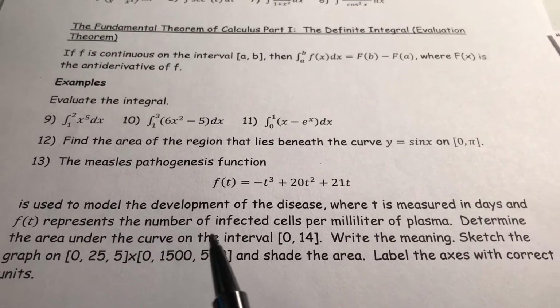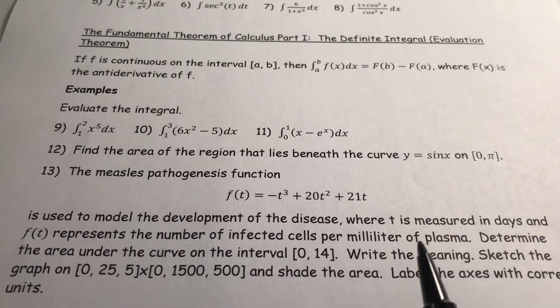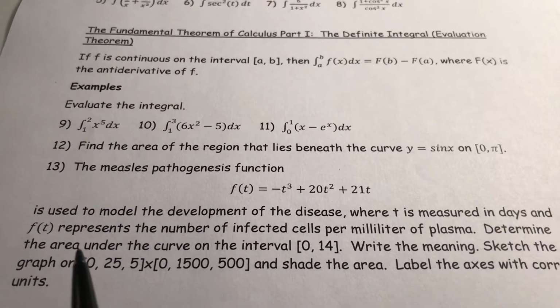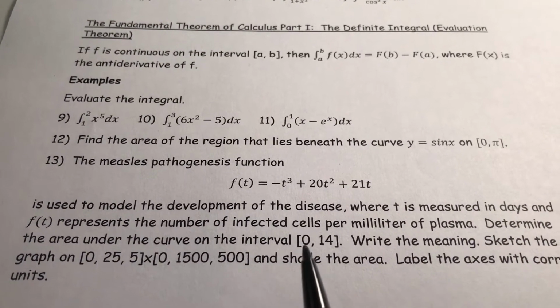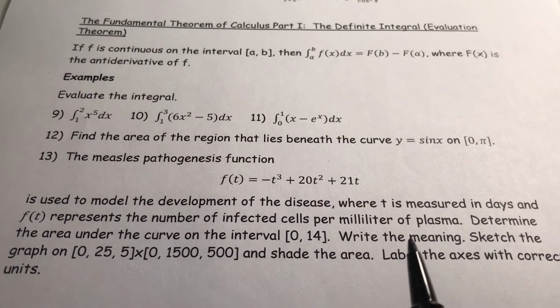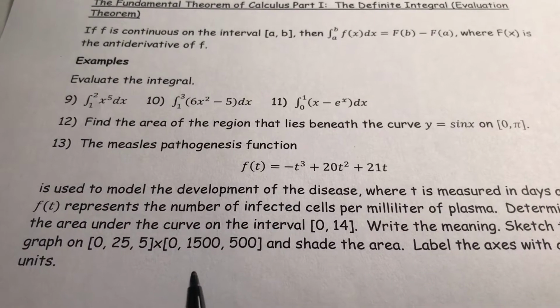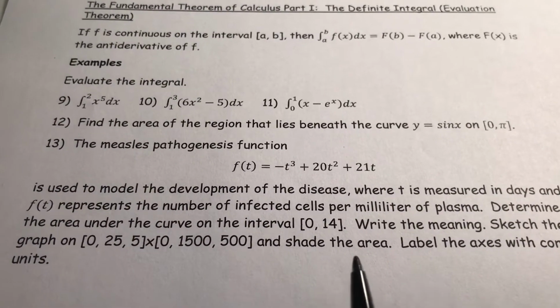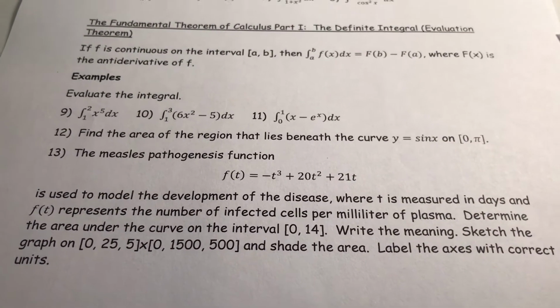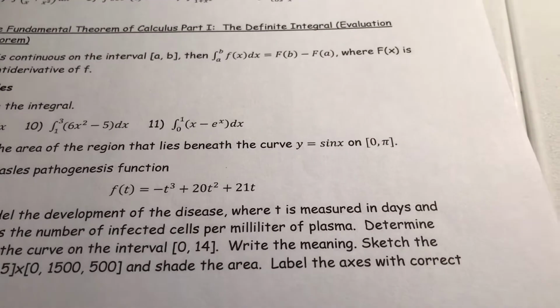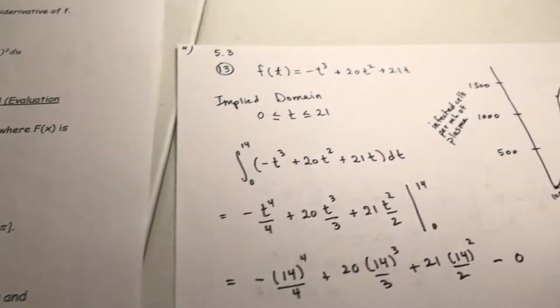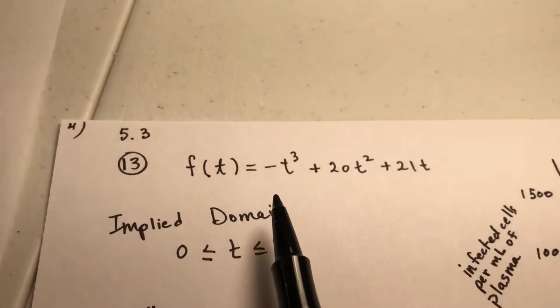f of t represents the number of infected cells per milliliter of plasma. Determine the area under the curve on the interval between 0 and 14. Write the meaning, sketch the graph on this given scale, and shade the area. Label the axes with correct units. Now, we've done this one before, and we were looking at other pieces of information about it.